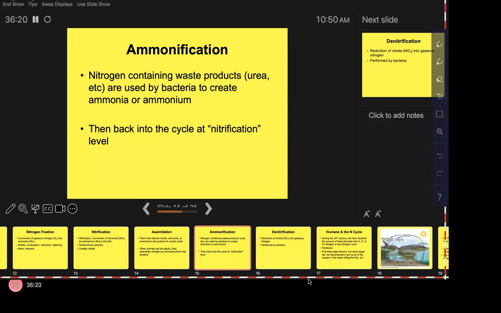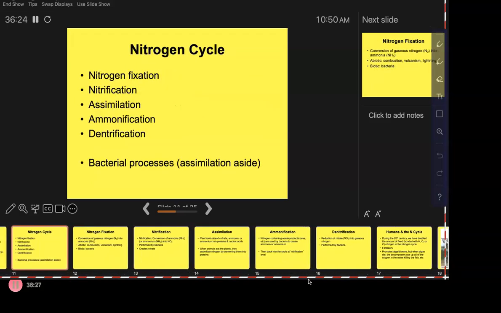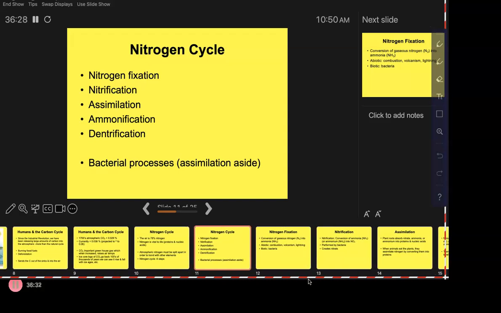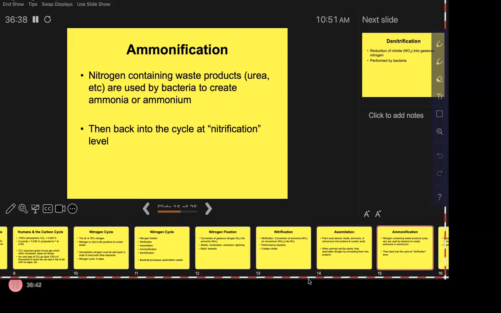So we go back in at the nitrification level. Just a reminder, you're going right back to step 2, at the ammonification. You go back to nitrification. I'm sure we have a wonderful graphic about this soon.